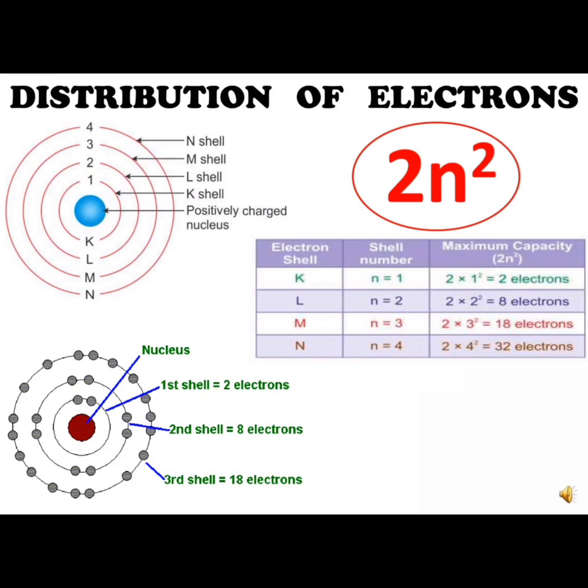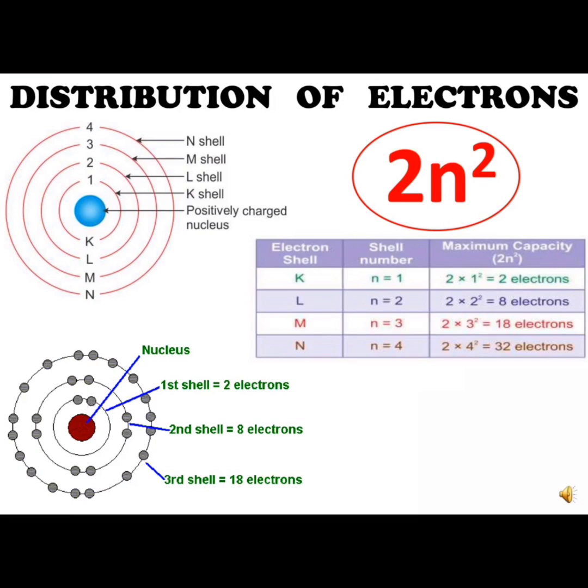In your second shell you can have a maximum of 8 electrons. We cannot have more than 8 electrons in the second shell. In the third shell we can have a maximum of 18 electrons. We cannot have more than 18. Then, if you continue further, in the fourth shell you can have a maximum of 32 electrons. We cannot have more than 32. Okay, how do we decide how many electrons can be present in any shell?